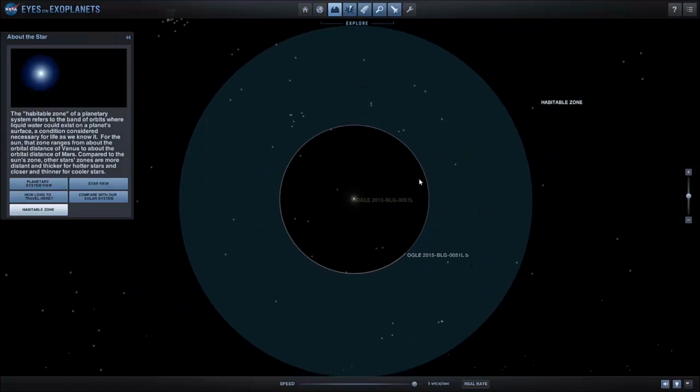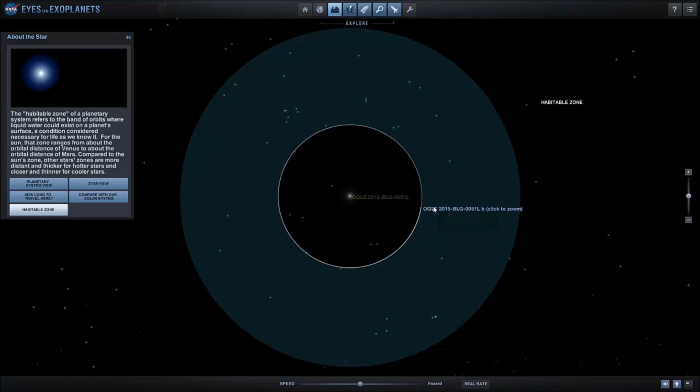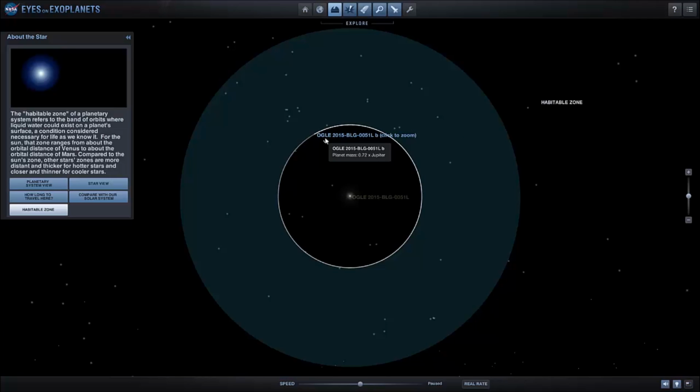Its planet is inside the habitable zone, meaning that this is an area in space where you potentially could have liquid water and potentially could have some sort of life. So we're going to actually talk a little bit more about this planet. The only problem with this planet is, of course, its mass and its size. So we're going to zoom into it.